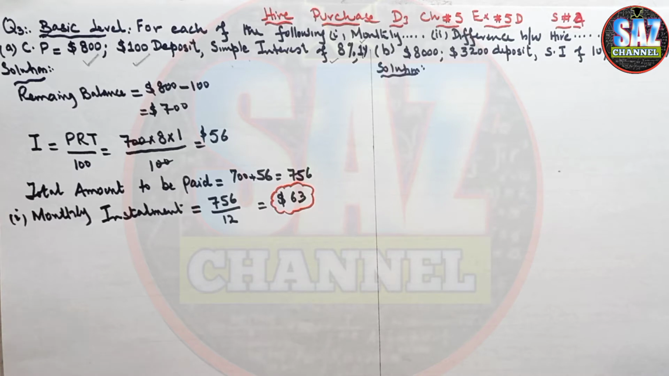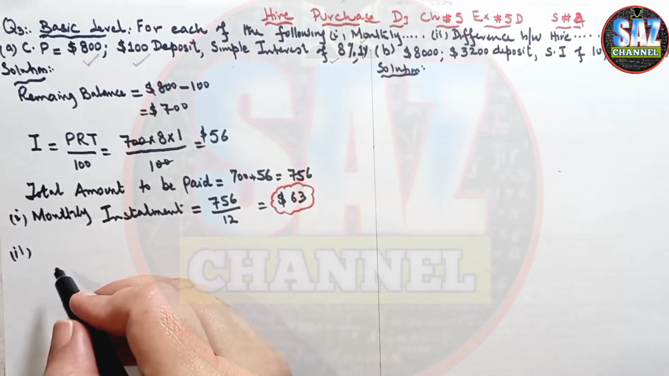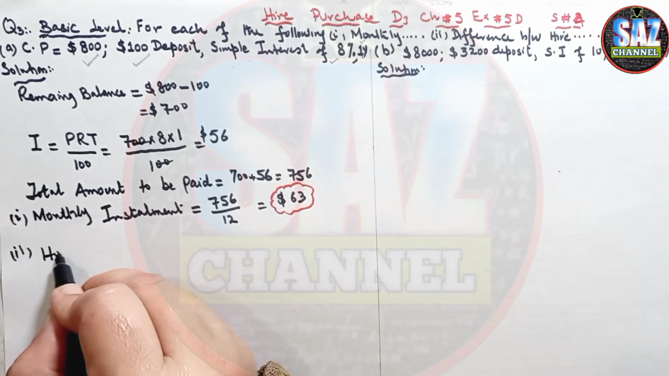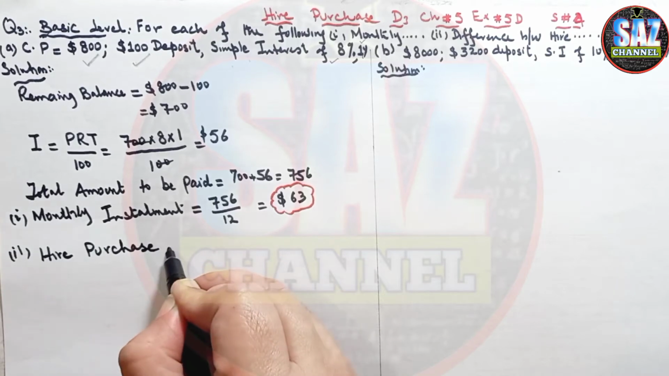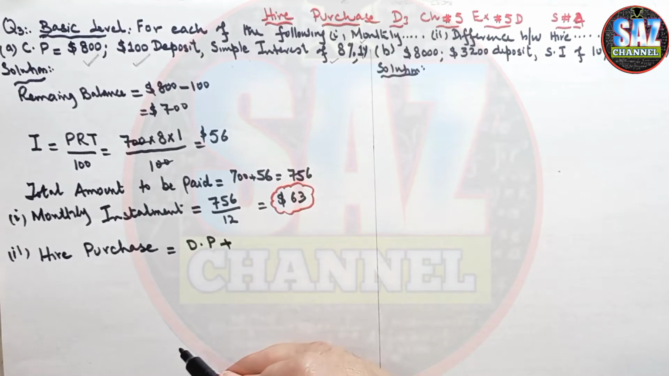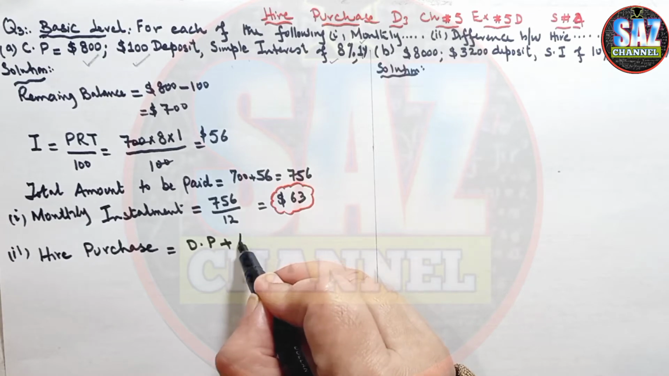And then the second part is the difference between the hire purchase price and the cash price. For the second part, first of all, we have to find the hire purchase price. So hire purchase will be equal to the down payment plus, here the problem is the total amount which we have to give in the form of installments is not given to us, but the amount with interest. So instead of that, we have to write the amount with interest.